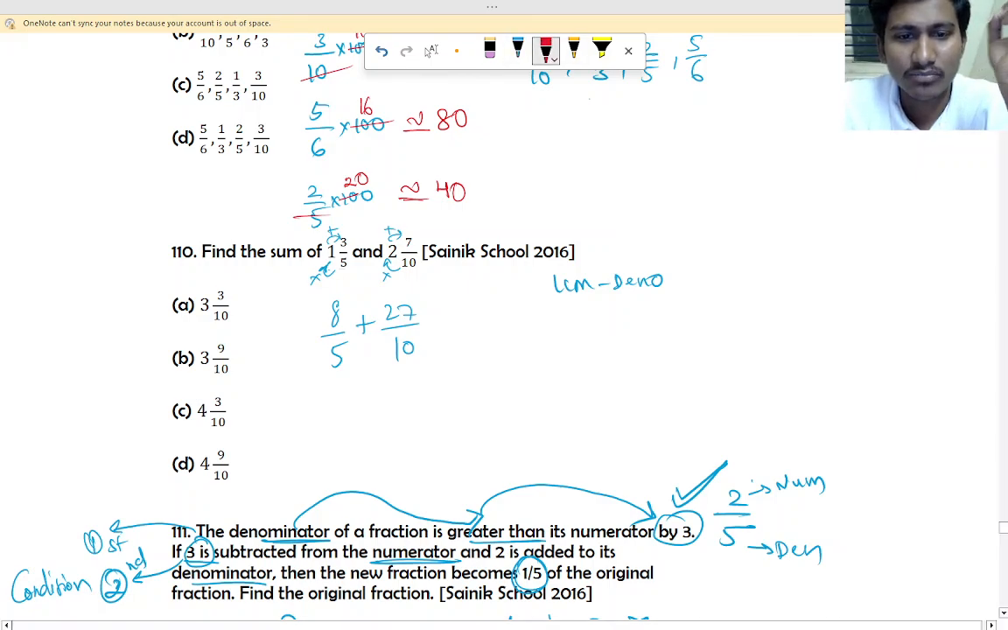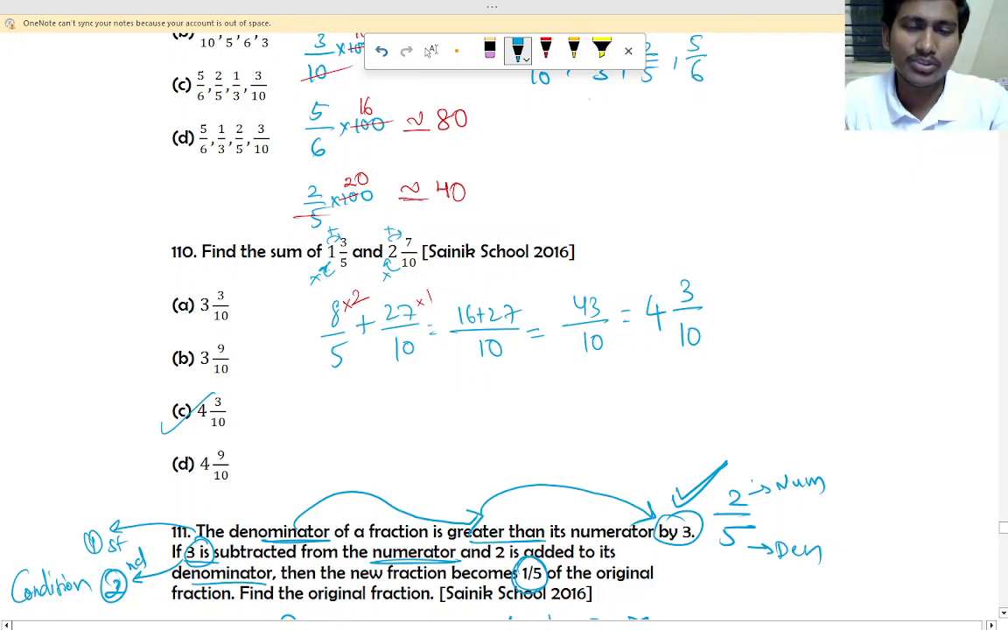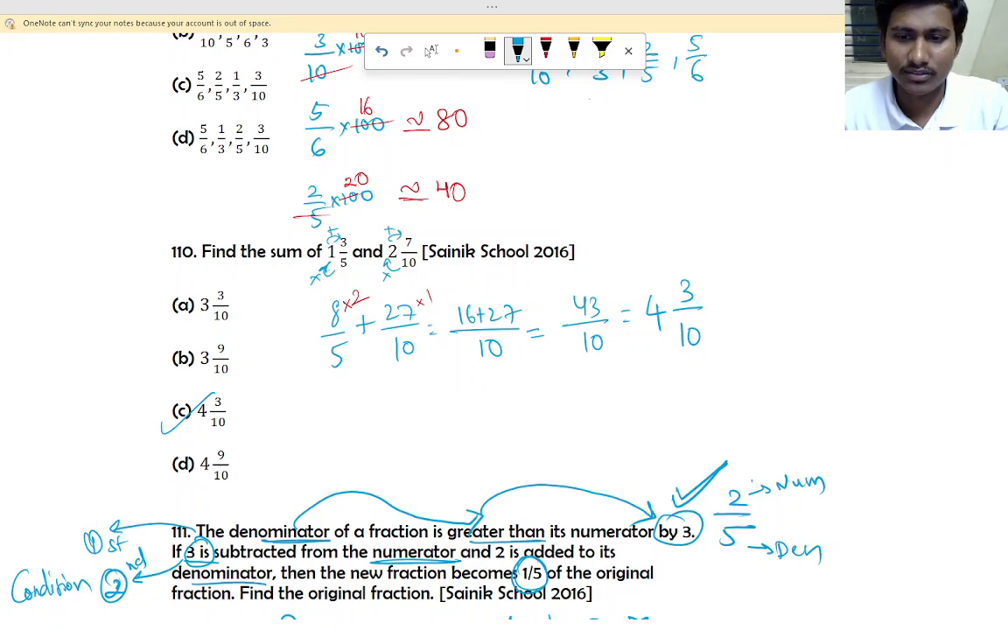To make the denominator the same, we have to multiply 5 with 2. 5 twos are 10, so the denominator will become 10. So 8 twos are 16, plus 27 as it is, because 10 ones are 10. 16 plus 27 is 43, so 43 by 10. 43 means 10 fours are 40, 3 will be remaining. So 4 3 by 10. Which option? Option C here. Yes, that is the answer.